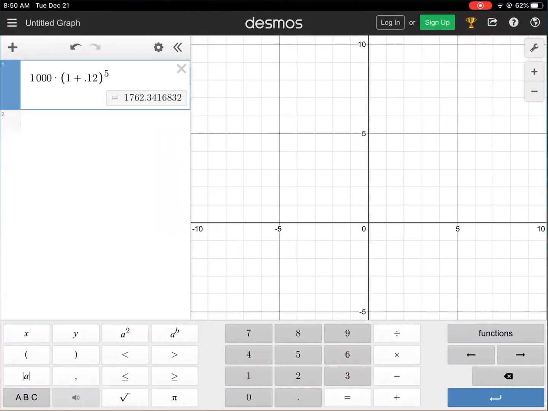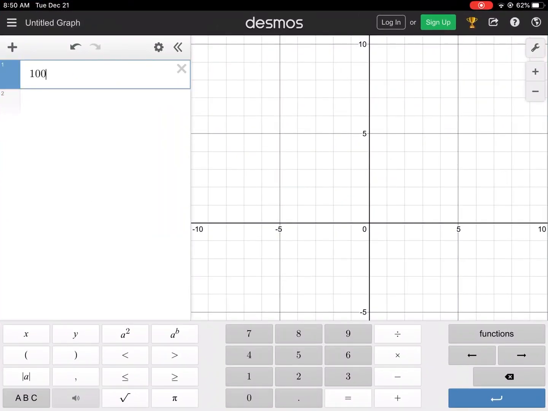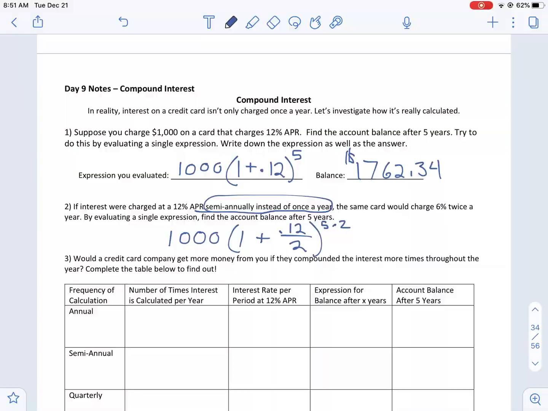So if we were to put this, we'd have 1,000 times 1 plus 0.12 divided by 2 to the power of 5 times 2. Whoops, I think I need to put that in parentheses. So that gives $1,790.85.